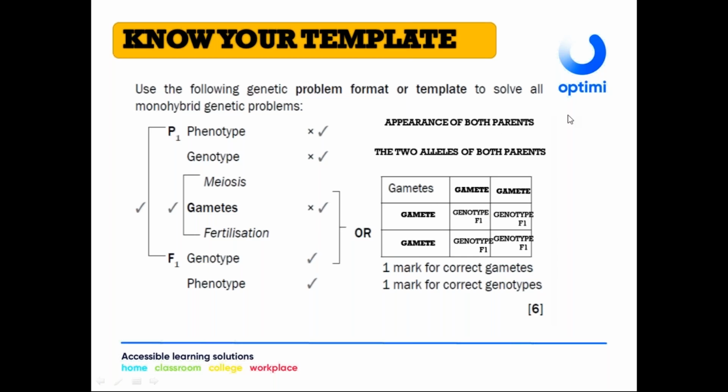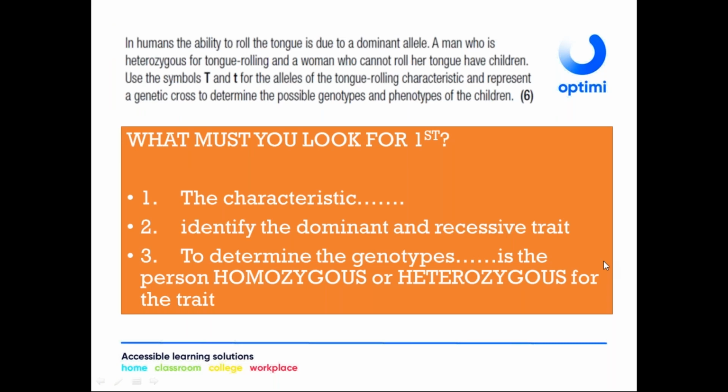You can either use this format, or you can simply go to the Punnett square: list the appearance of both parents, list the two alleles of both parents, and from there go straight to your Punnett square. So you can use either one of these two formats. A typical genetic question counts about 6 marks, so it's very important that you understand this, because 6 marks is a lot to lose. So let's look at an example question.